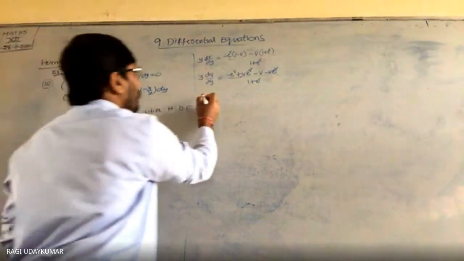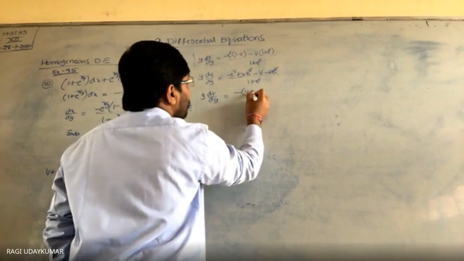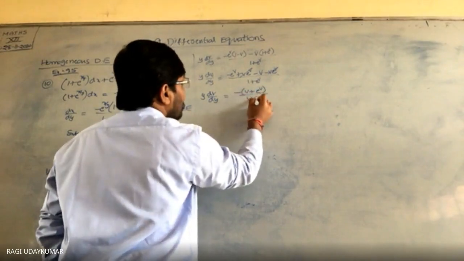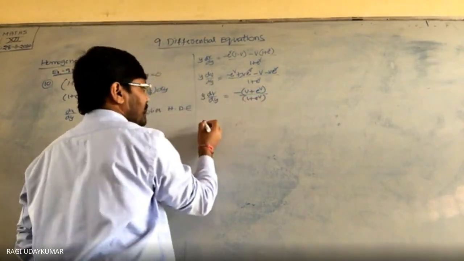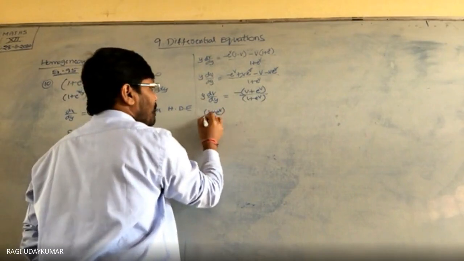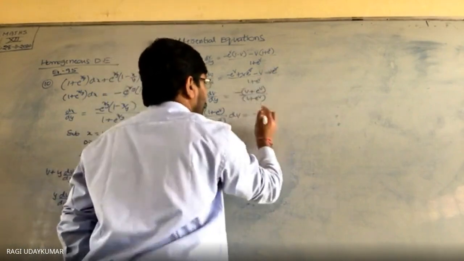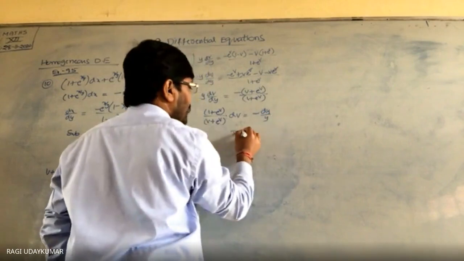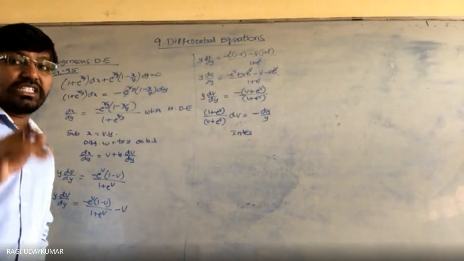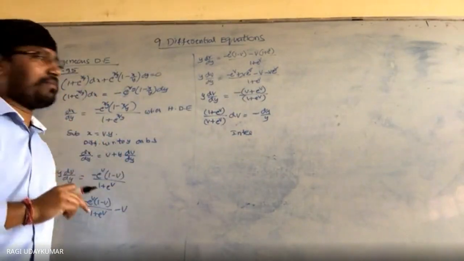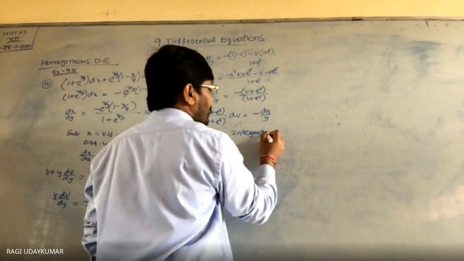So now what to do here? y dv by dy is equals to minus v plus e power v by 1 plus e power v. So this whole term we take to this side. So 1 plus e power v by v plus e power v dv is equals to minus dy by y. So integrating, you observe that the integration form is f dash of x by f of x. Integration of f dash of x by f of x is equals to logarithm of f of x, so its derivative is this. So you are going to get integrating on both sides.